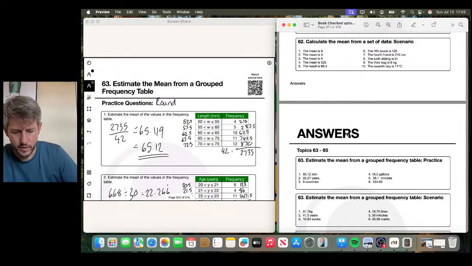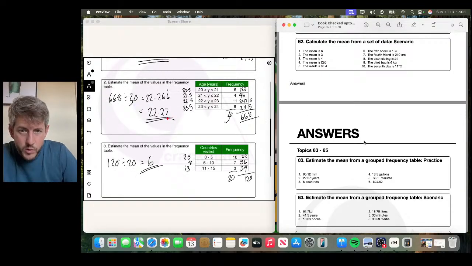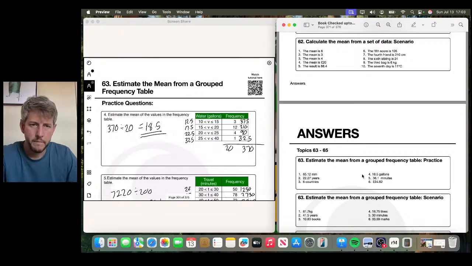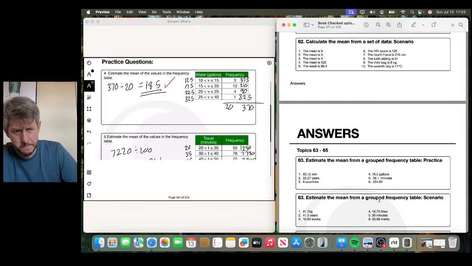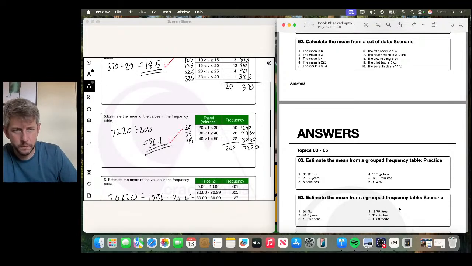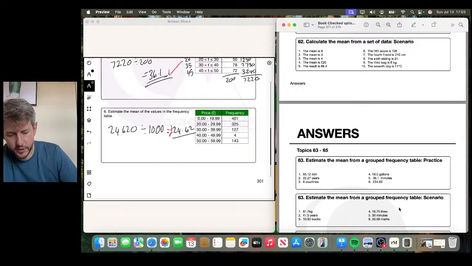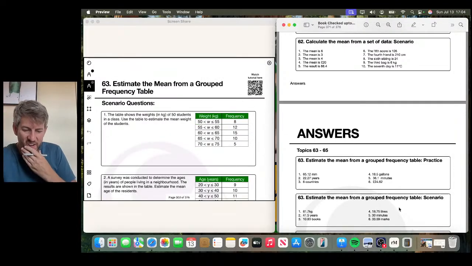Yeah, so 65.12, 22.27, 6, 18.5, 36.1, and 24.62. Perfect, right. Now for the scenario questions.